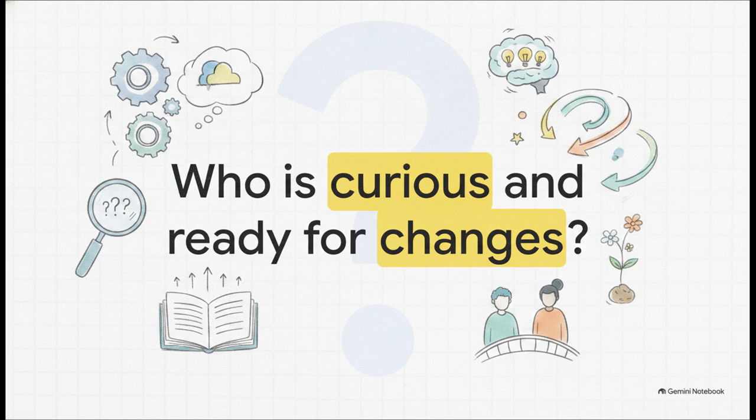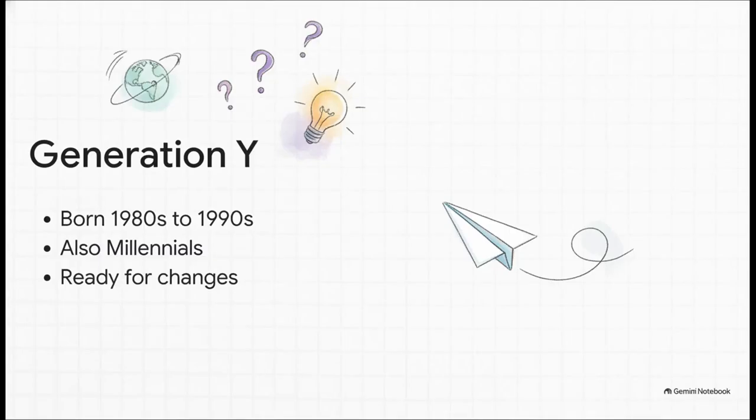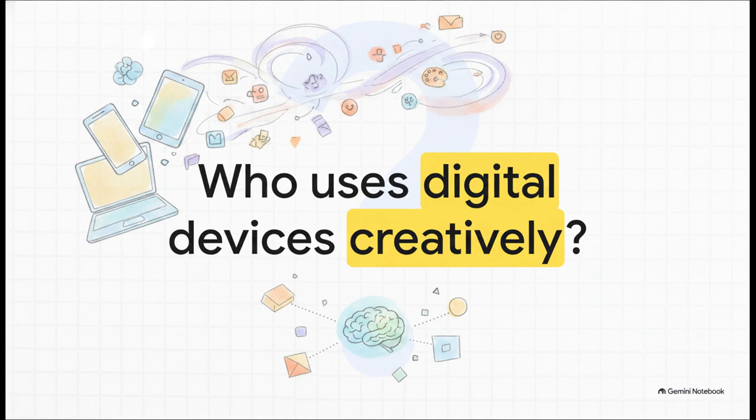Take a few seconds to think. Does it sound like the millennials or maybe the digital natives? Let's see. If you guessed Generation Y, you are absolutely right. Also widely known as millennials, this group, born between the early 1980s and the late 1990s, is super famous for their curiosity. Because they grew up while the world was rapidly globalizing, they are highly adaptable and very ready to accept changes in society. All right, here is our last one.